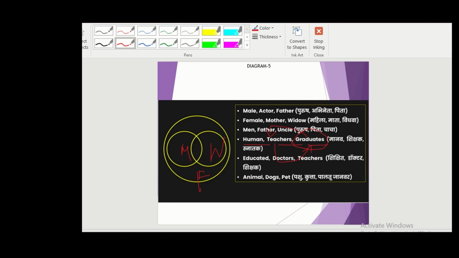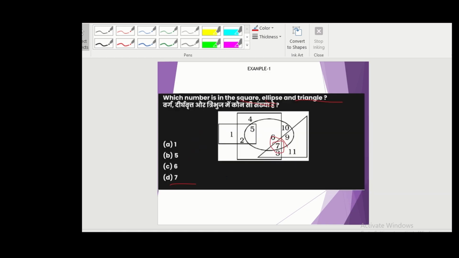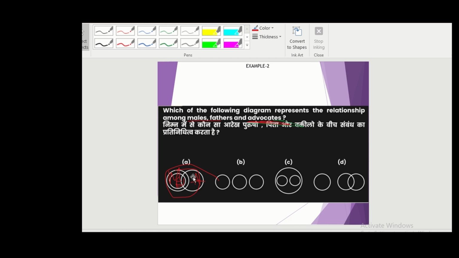All right, so let's check the sixth diagram. This is the sixth diagram. B is a part of A, and there is some relationship between A and C, and B and C, but all the C can never be A. All the C can never be A, like we saw in our first one.